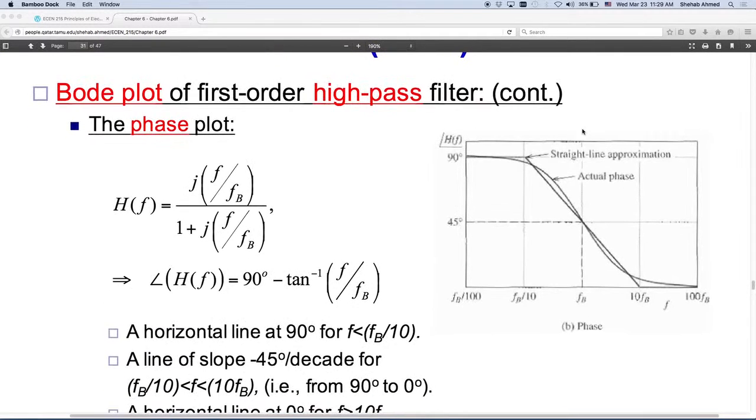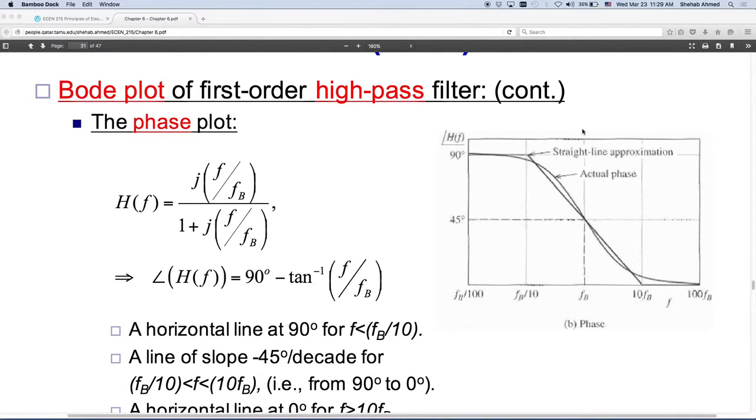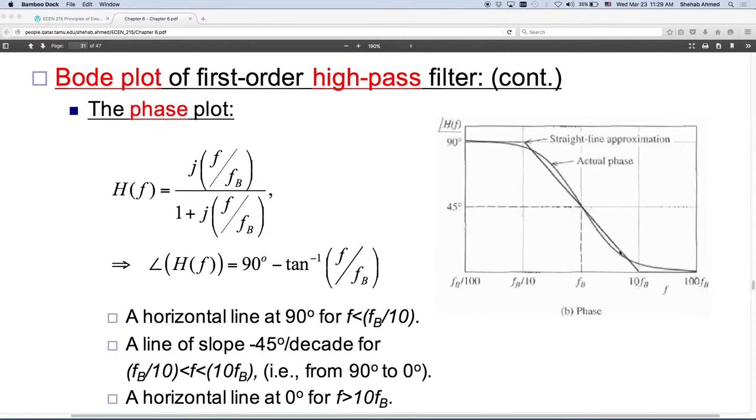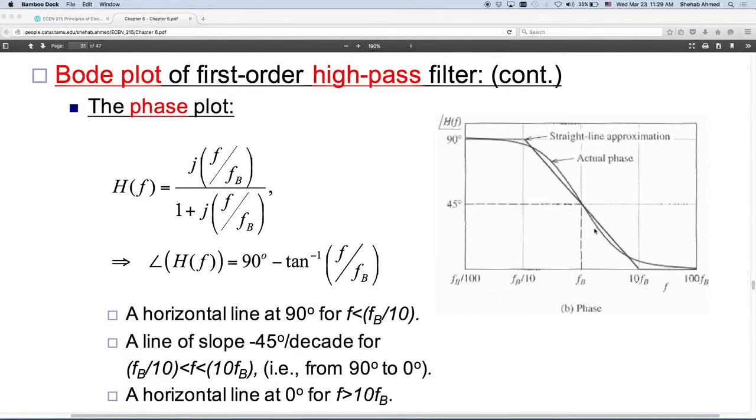The angle is also very similar in shape, so it's still a minus 45 degrees per decade. This slope here is minus 45 degrees per decade, and it goes from 90 to 180. So there's a change of 90 degrees as well. This is 90 degrees, and this is 0 degrees. There's a change of 90 degrees because you still have one capacitor.